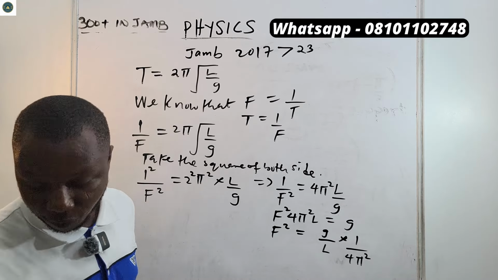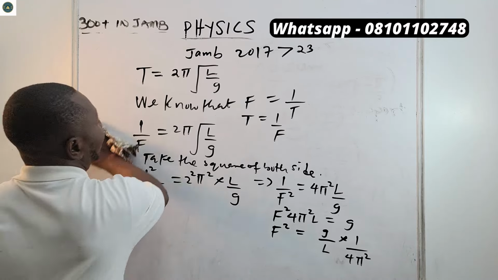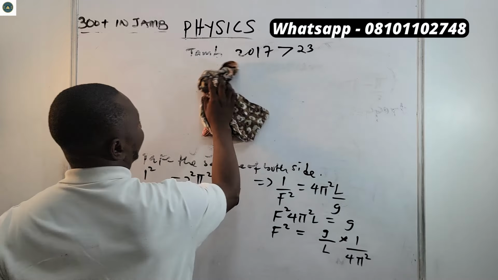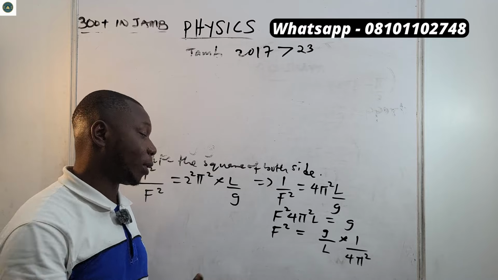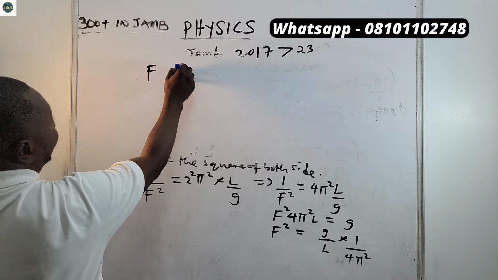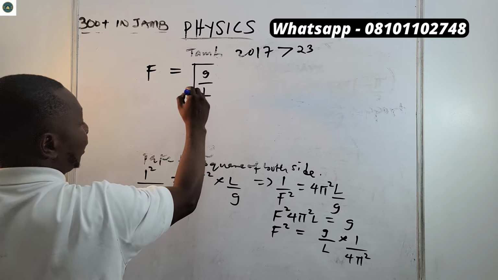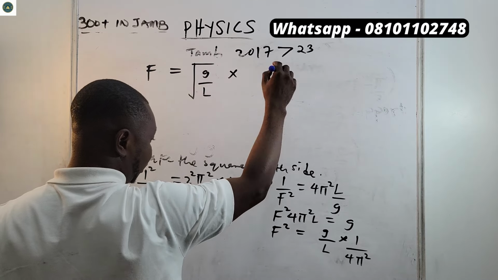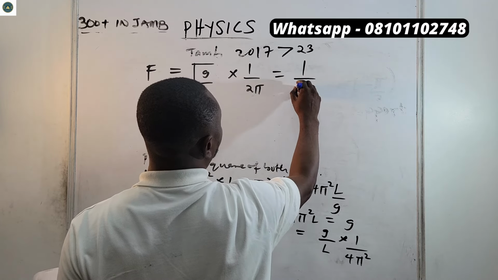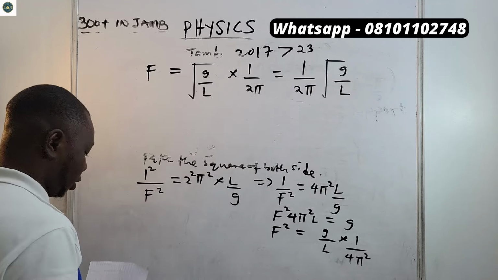Now, we are looking for frequency and not the square of frequency. So we can now take the square root of both sides. So we now have F equals to what? The square root of G over L times 1 over 2 pi. So indirectly, we can have 1 over 2 pi root G over L. So this is the formula we have to apply.